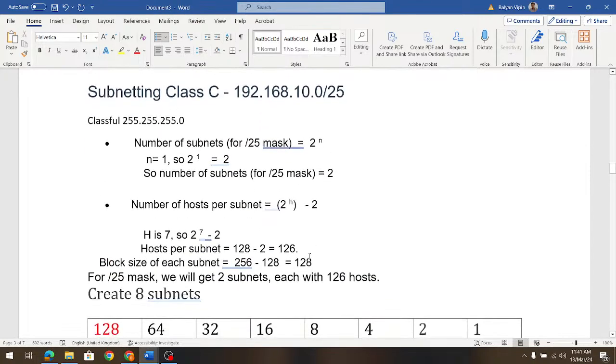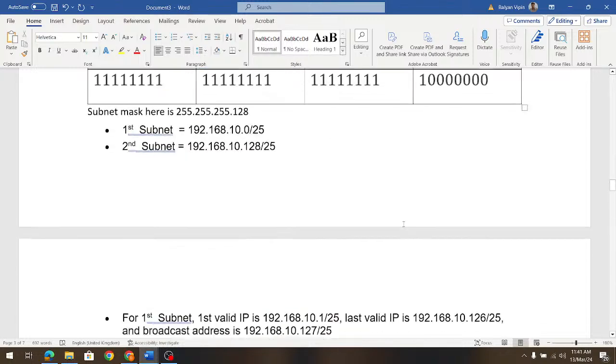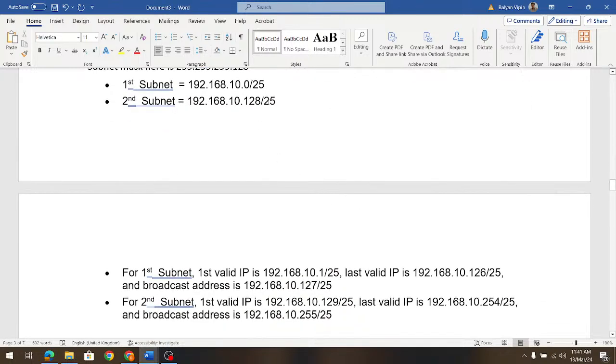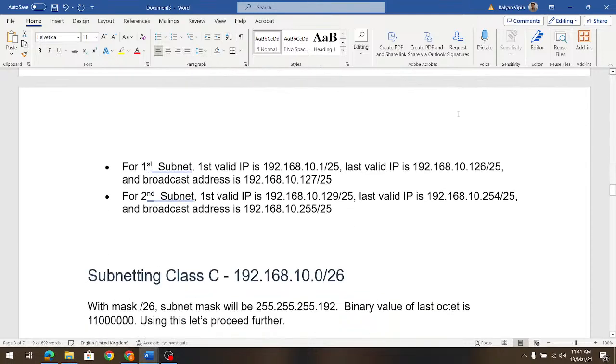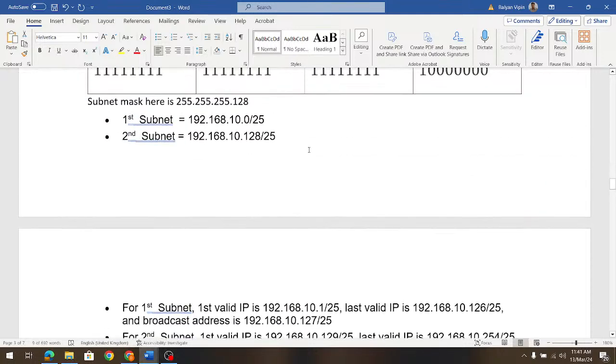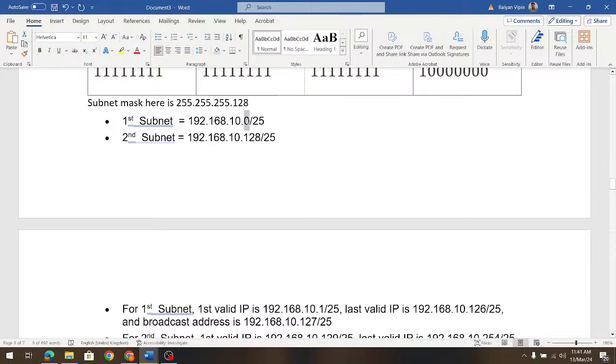Now what is my block size? It is 128, so start adding 128 to it. We have only two subnets here because we are using only 1 bit for the network. So two subnets are possible. Hosts per subnet depends upon 126. So the first valid IP will be the next number corresponding to this. It's .1.